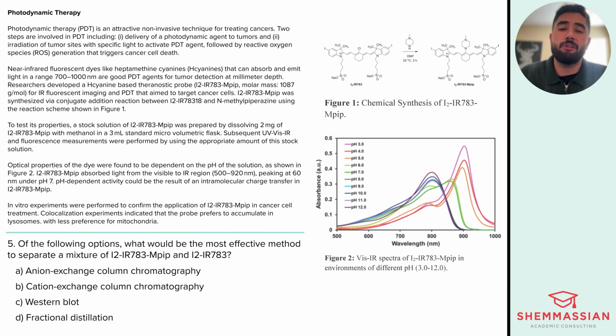Again, these molecules were very similar. There was a very small change. We had a chlorine versus a ring that was being attached. And so in this case, we would be using answer option D, fractional distillation, as the most effective method to separate a mixture of MPIP.